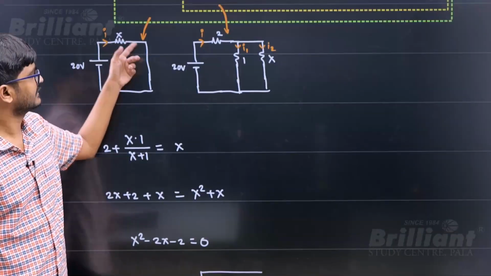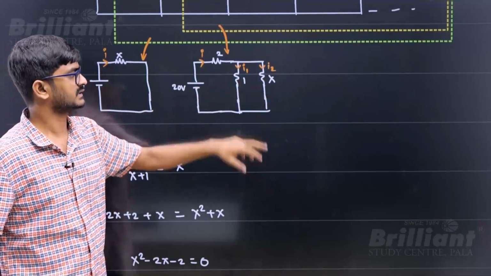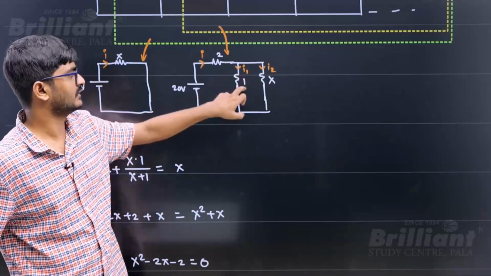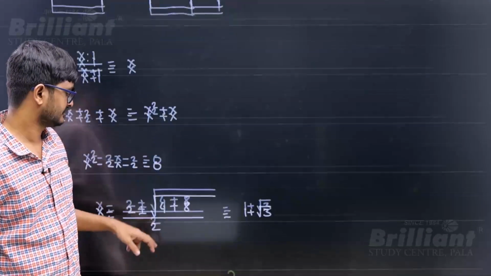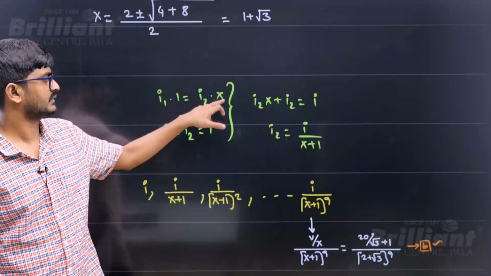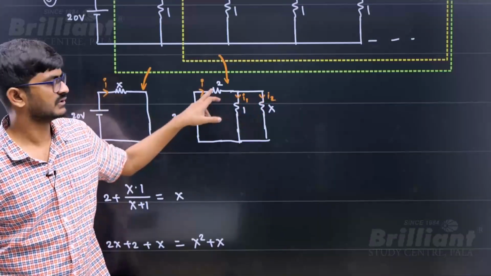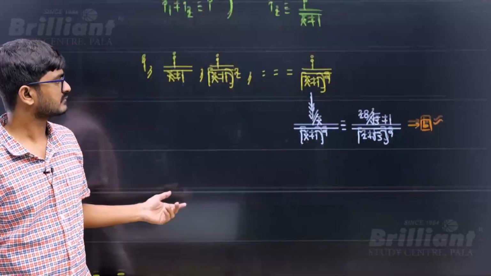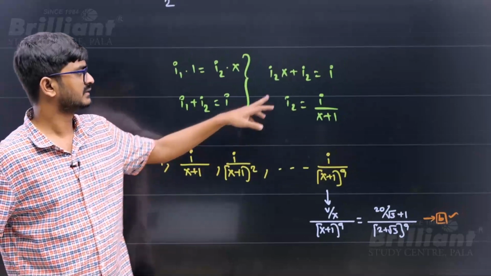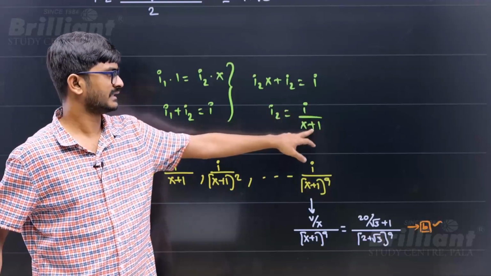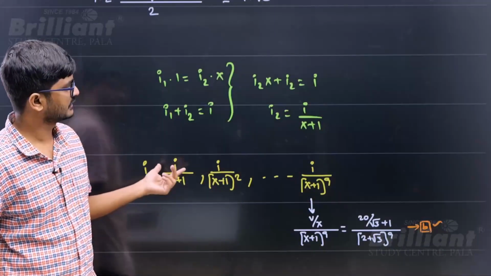Now if this current is I, it will split into two parts, I1 and I2, such that this potential difference will be the same. So I1 into 1 equals I2 into X. But I know the total current has to be I, right? I1 plus I2 equals I by KCL. Now when I solve it, I will be getting I2 as I by x plus 1.